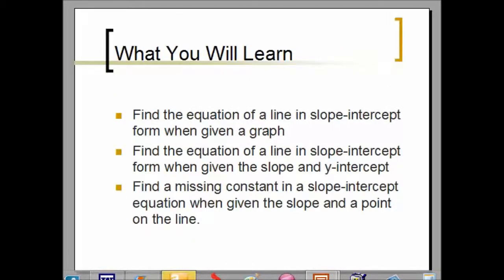What you will learn. You will learn how to find the equation of a line in slope-intercept form when given a graph, to find the equation of a line in slope-intercept form when given the slope and the y-intercept, and you will also learn how to find a missing constant in a slope-intercept equation when given the slope and a point on the line.